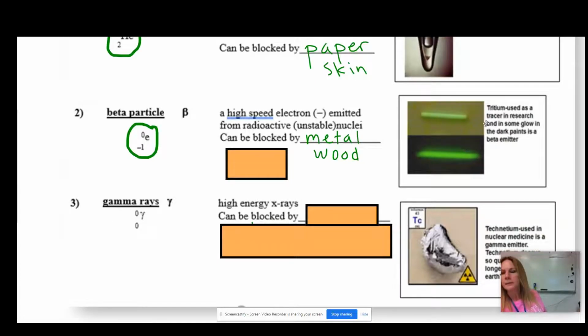Okay, now a beta emitter would be tritium, which is hydrogen-3. It's a heavier isotope of hydrogen, and it glows in the dark. So sometimes things that glow you want to be careful around because it might mean that they're radioactive. Not everything that glows, though, is radioactive.